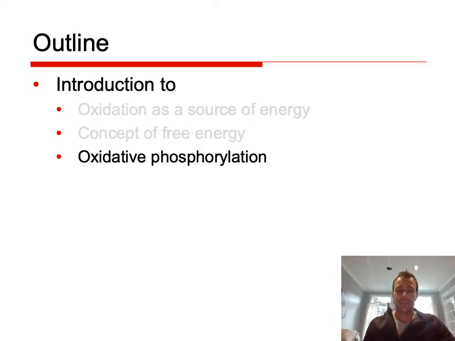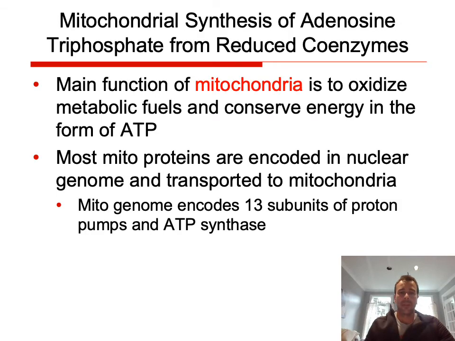That's the introduction to oxidation as a source of energy and the concept of free energy. So the remaining slides are going to be devoted to oxidative phosphorylation. Again, the main function of the mitochondria is to oxidize metabolic fuels and conserve energy in the form of ATP.